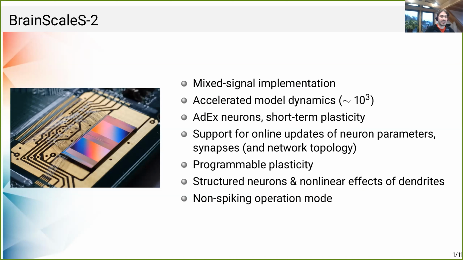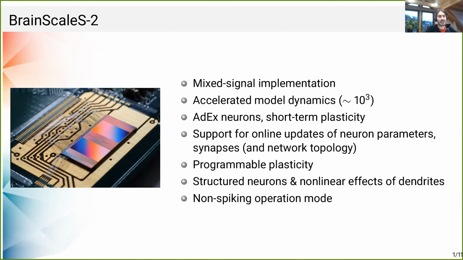BrainScaleS is a mixed signal implementation of neuromorphic hardware. So this means we implement neurons as analog circuits or mixed signal circuits. So there are digital parts, but there are also analog parts. And we have synapses that are also implemented as mixed signal circuits. In total, the system runs in accelerated time compared to the biological model. So this means we have approximately a factor of 1000 faster dynamics. So time constants of the membrane are in the order of 10 microseconds instead of 10 milliseconds.